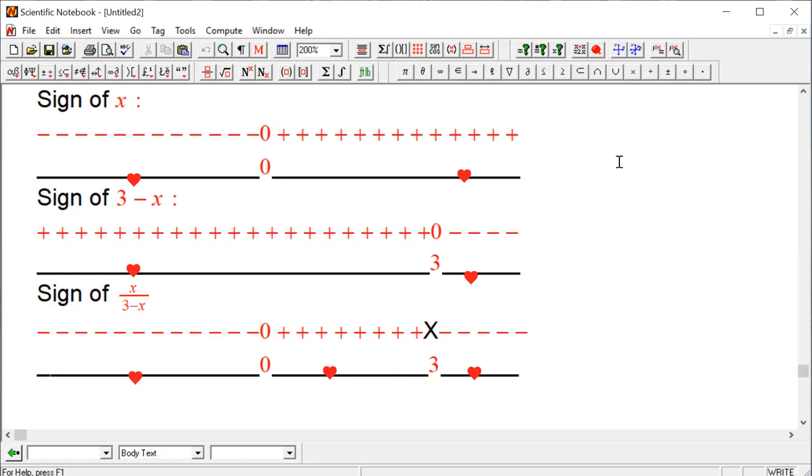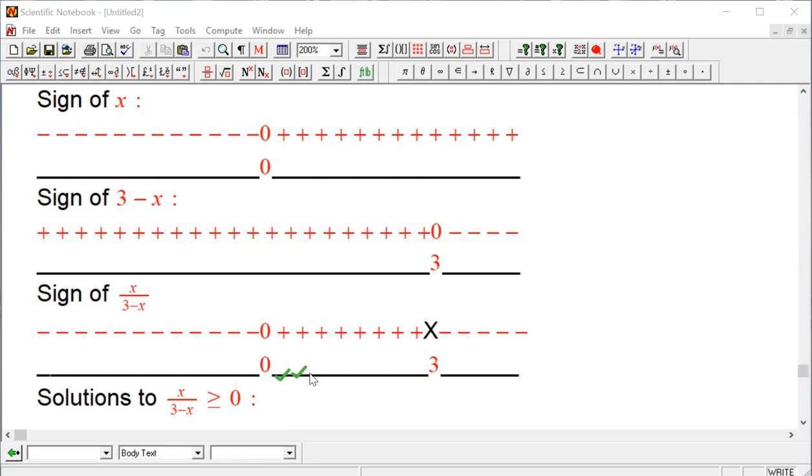Okay, so now what will be the solution? The solutions to what? To this quotient, right? We want this quotient to be greater than or equal to 0, right? We have simplified, we got that. We want that quotient to be greater than or equal to 0. So where do we get those output? It can be equal to 0, right?